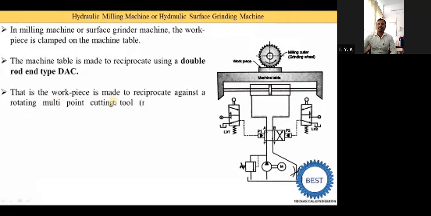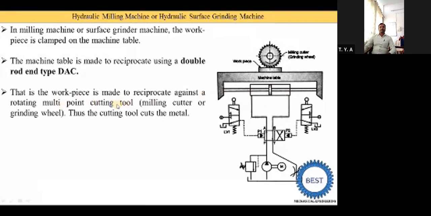That is, the workpiece is made to reciprocate against the rotating multi-point cutting tool. Multi-point cutting tool means milling cutters or grinding wheels. Why is it called a multi-point cutting tool? Because it has multiple cutting edges. That's why it is called a multi-point cutting tool. Thus the cutting tool cuts the metal.